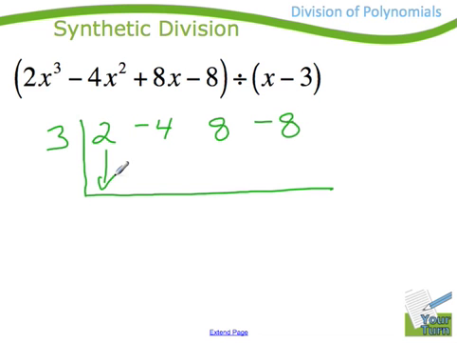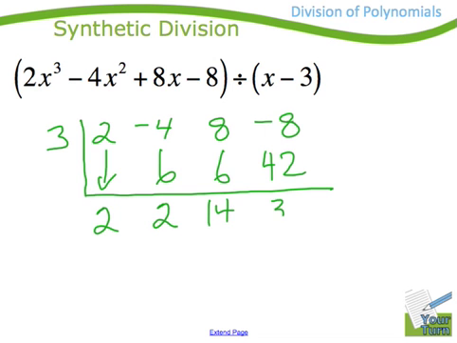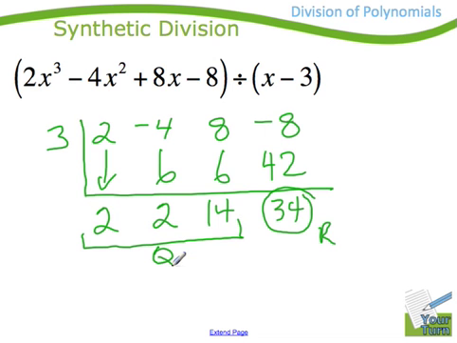First step, always bring that first number down. Then it's multiply, add, multiply, add, multiply, add, etc. 3 times 2 is 6. Add, that's 2. Multiply, that's 6. Add, that's 14. 14 times 3 is 42. Add, I get 34. Now this number here, remember, is my remainder, and this number here is my quotient.